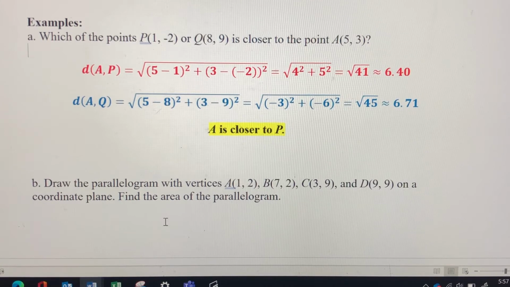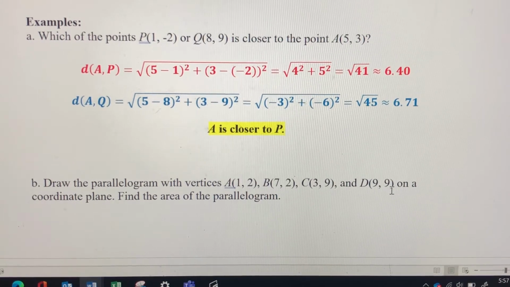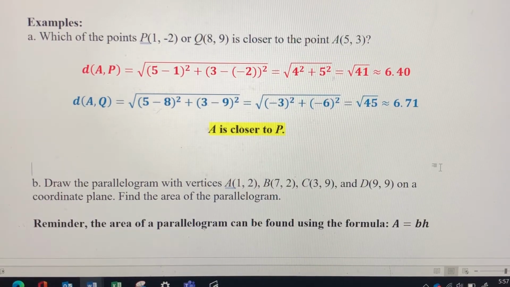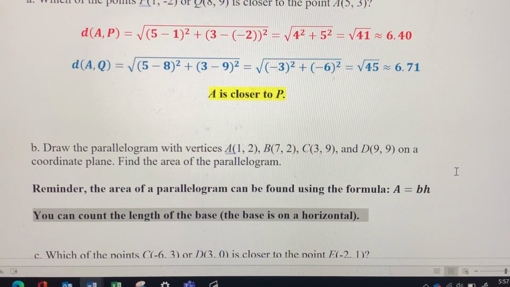We want to use those 4 points to help us determine the area of the parallelogram. Before you do that, let's talk about a couple things. Reminder, the area of a parallelogram can be found using the formula A equals base times height. So we need the base and the height. You can count the length of the base because the base is going to be horizontal. From A to B here is going to be our base. It's on a horizontal, so you can count that distance.